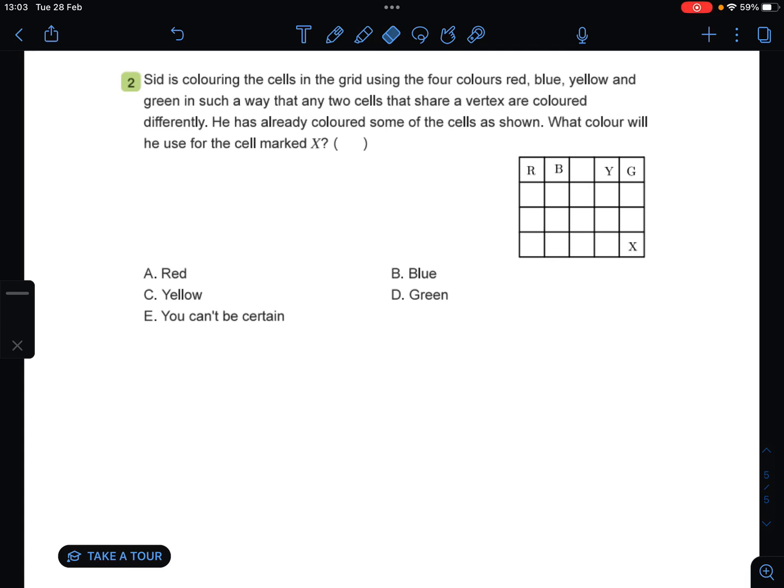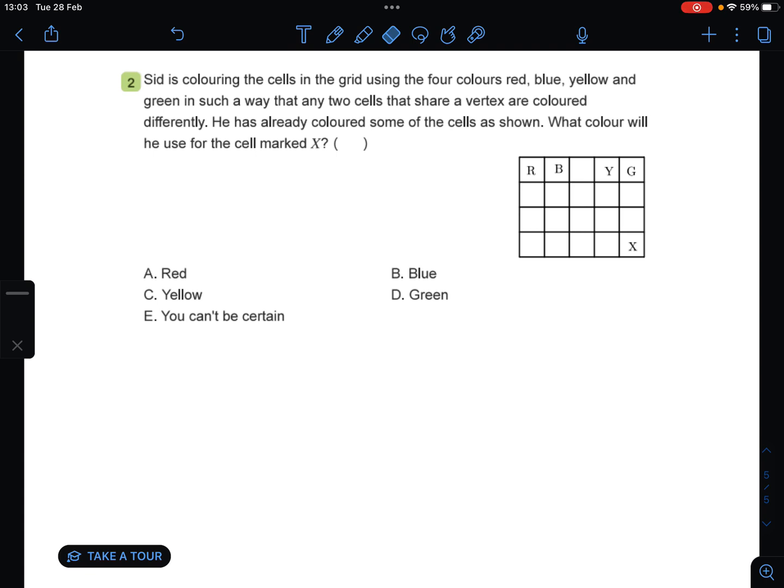Year 6, Lesson 5, Extensive Challenge, Question 2. Sid is colouring the cells in the grid using the four colours red, blue, yellow and green in such a way that any two cells that share a vertex need to be coloured differently. This means any cell that shares a vertex cannot be the same colour. He already has coloured some of the cells as shown. What colour will he use for the cell marked X?